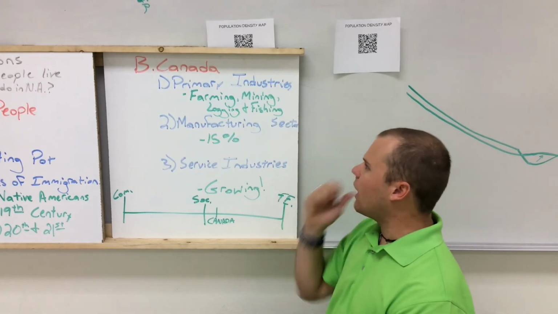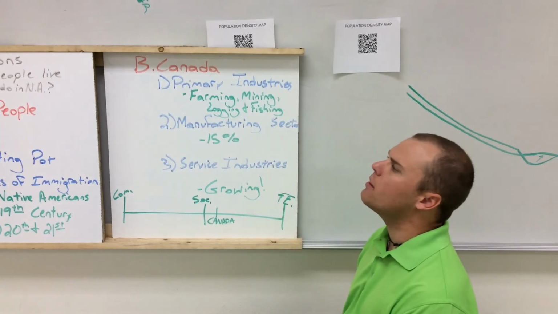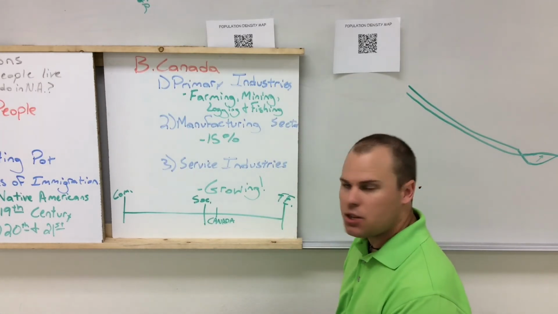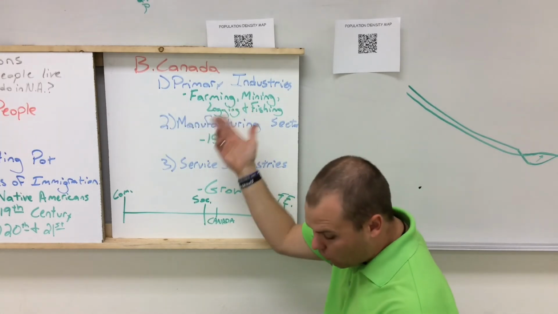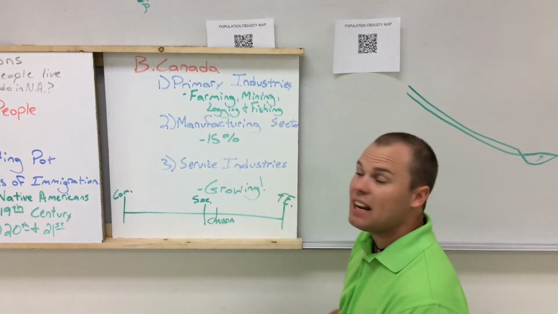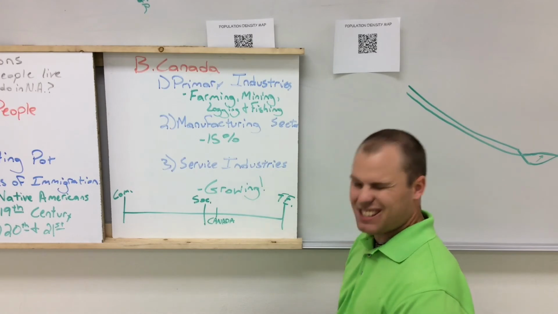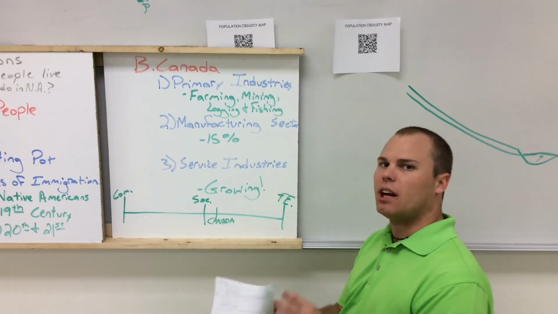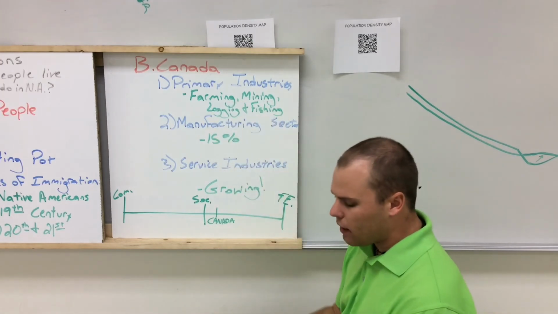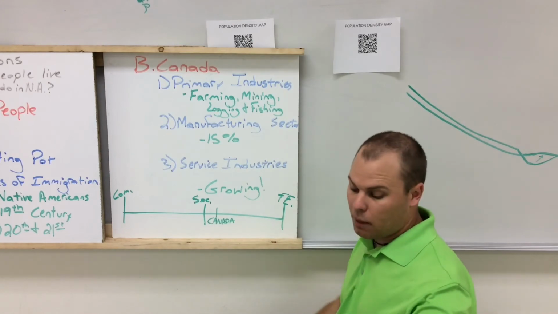A lot of Canada's economy is focused around primary industries, but that does not make it a less developed nation. A lot of their primary industries are farming, mining, logging, and even fishing. But again, that does not make them a less developed nation. I don't want you to think that, oh, they have a big primary industry, so that means they have a lot of people doing this.